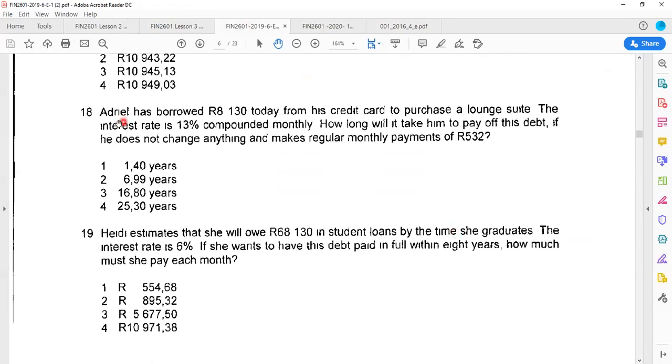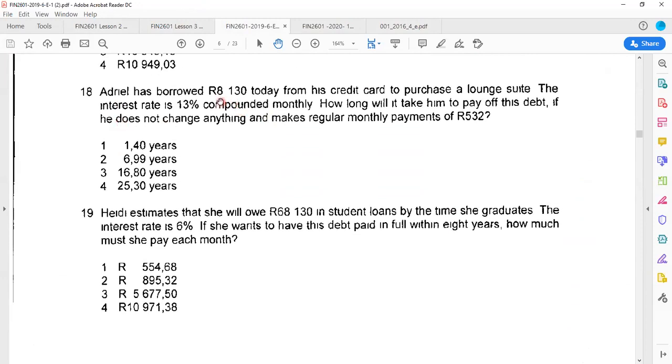Okay, so let's open May, June 2019, question 18. The question is up on the screen now. The question says, Adriel has borrowed 8,130 Rand today from his credit card to purchase a lounge suite. The interest rate is 13% compounded monthly. How long will it take for him to pay off his debt if he does not change anything and makes regular monthly payments of 532 Rand? So he borrowed 8,130 Rand today.